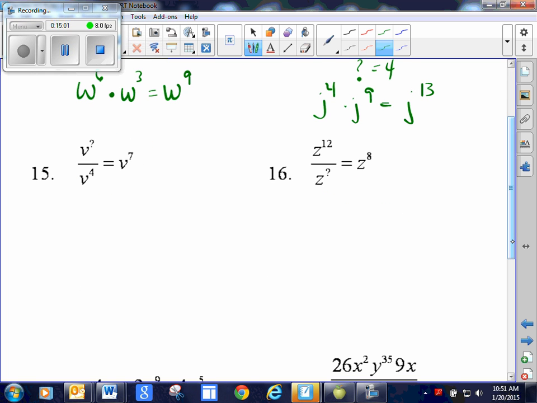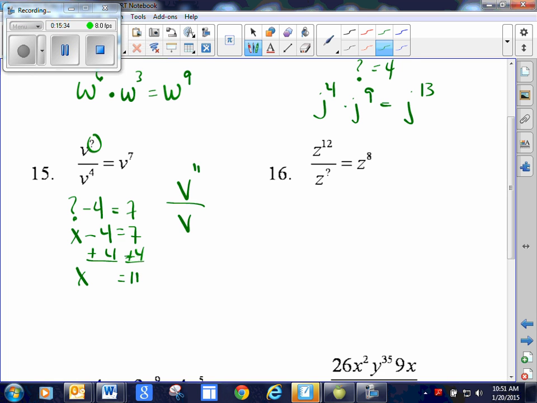Let's do a couple with division. Remembering that we subtract our exponents. So what number minus 4 is going to give you 7? That's the question. So if we said that's x minus 4 equals 7, and we solve it mathematically, add 4 to both sides, you get x is equal to 11. 7 plus 4. So this question mark has to be 11. So the problem would look like this. b to the 11th divided by b to the 4th equals b to the 7th.